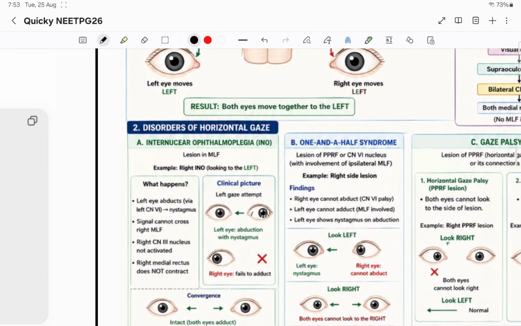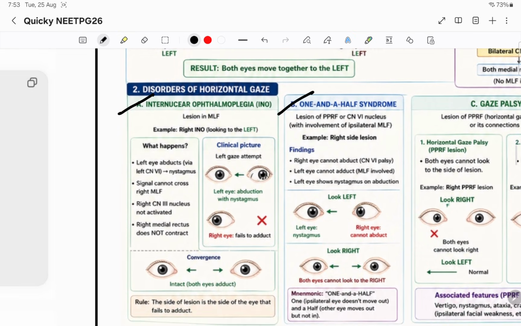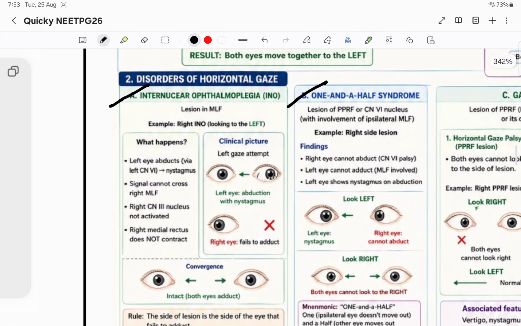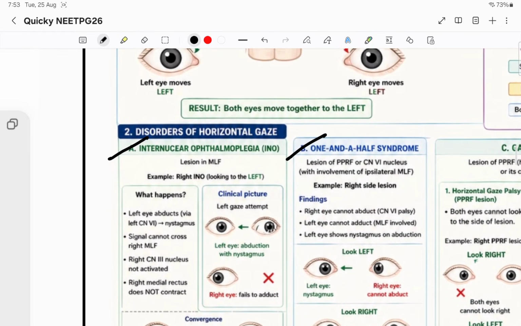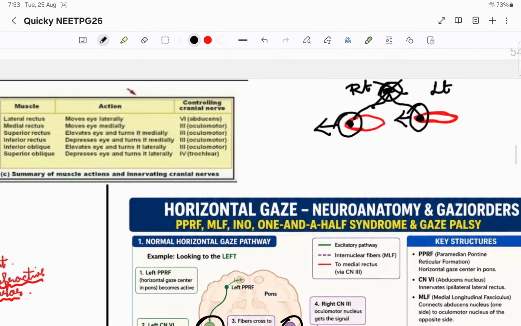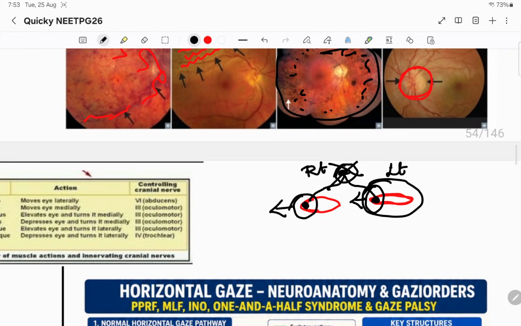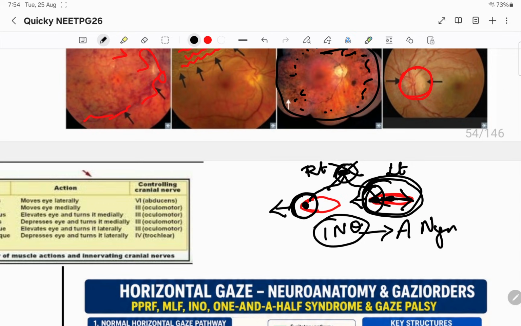The two main syndromes are internuclear ophthalmoplegia and 1.5 syndrome. What is the difference? Let us see. If, for example, I'm looking at the right side and I'm not able to move the left eye, here I can get the abduction, but here the nystagmus will be there because the eye wouldn't be able to move. That is what internuclear ophthalmoplegia means. Please remember, in INO the affected side will have the nystagmus.